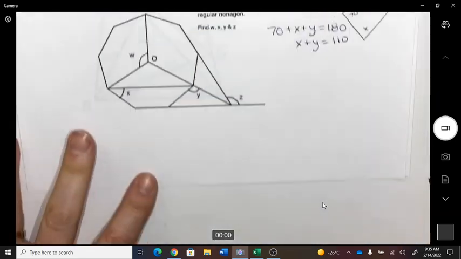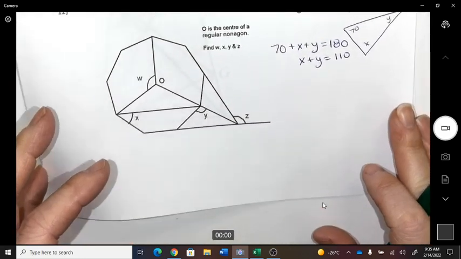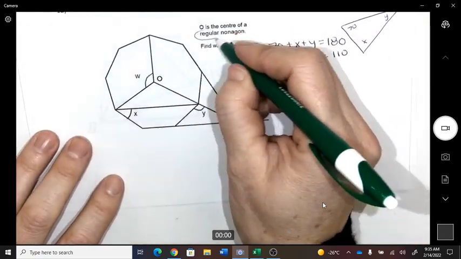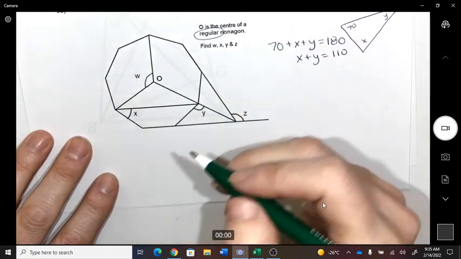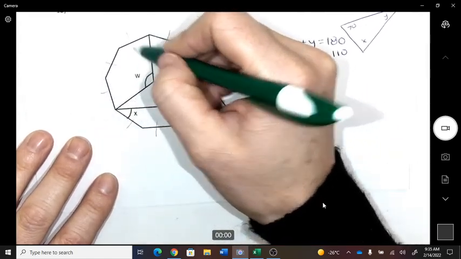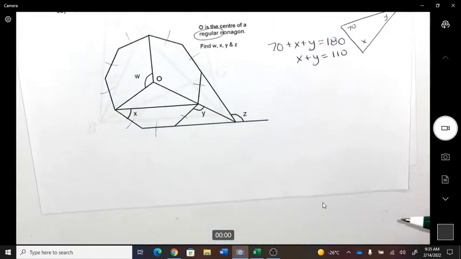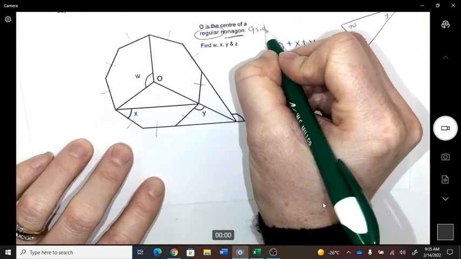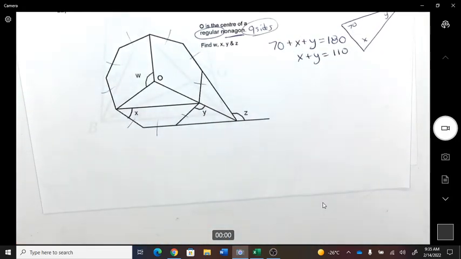Number 12. Okay, so this is a regular nonagon. So what does regular mean? It means that all of these are the same. That's what that means. They're all the same. And nonagon, there's 9 sides.